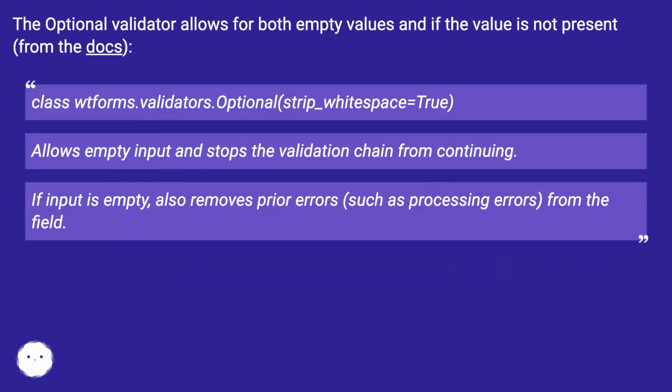Optional but not empty field in WTForms. The Optional validator allows for both empty values and if the value is not present, from the docs.